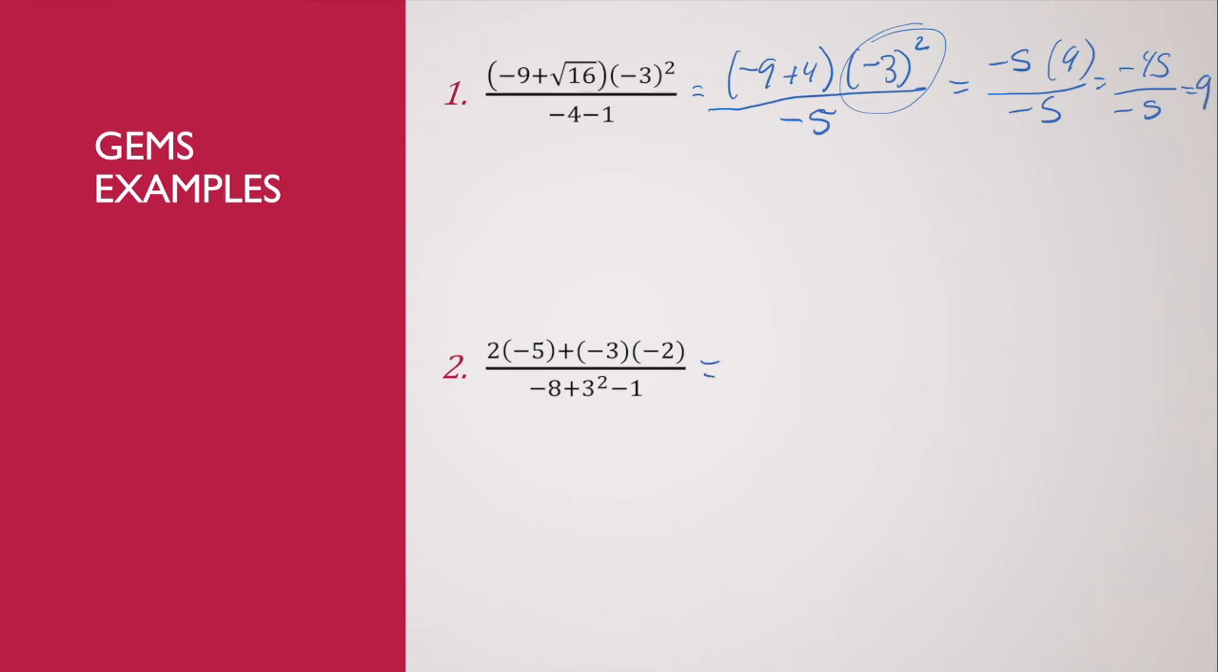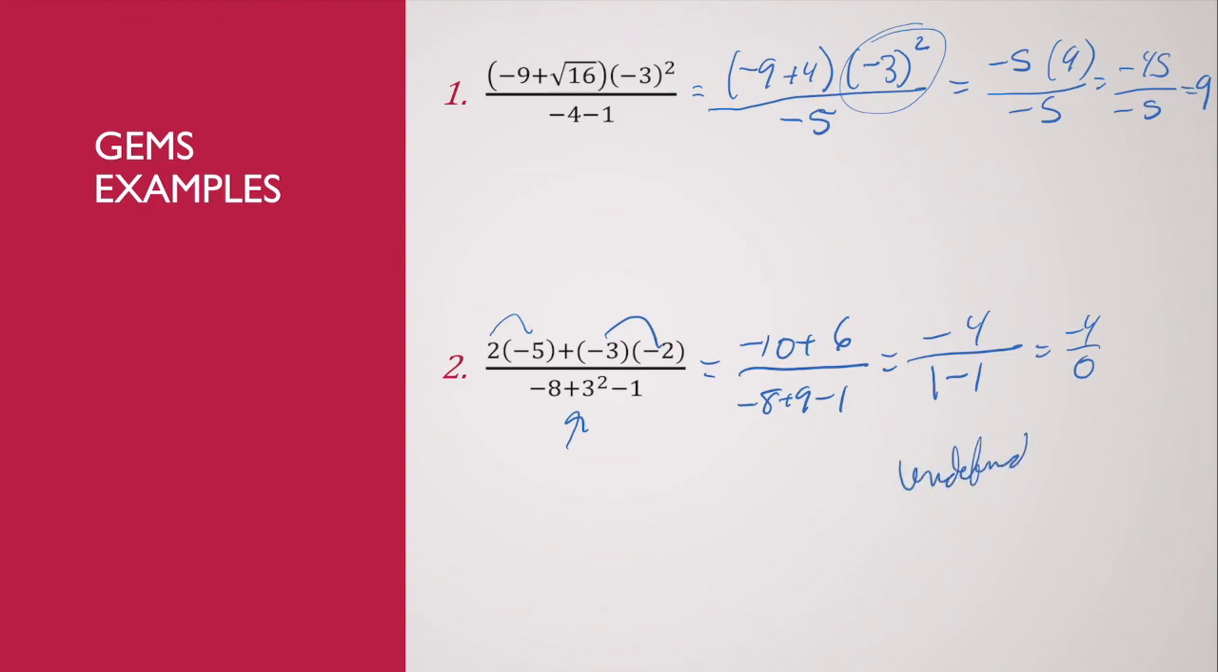All right, let's check out this numerator. I have 2 times negative 5, which is a negative 10, plus negative 3 times negative 2, which is 6. I've got negative 8 plus 9 minus 1. That gives me negative 4 over negative 8 plus 9, which is 1, minus 1. That's negative 4 over 0. This is undefined, or no solution, because we can never divide by 0.